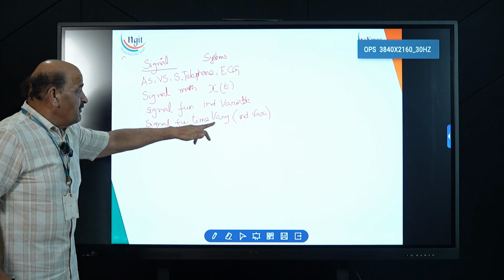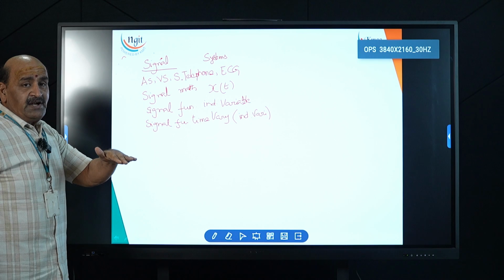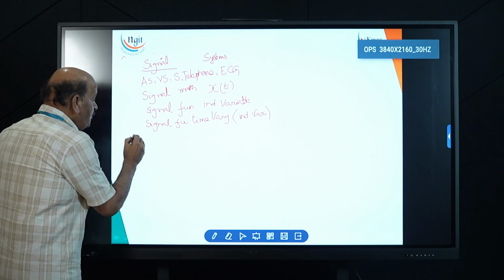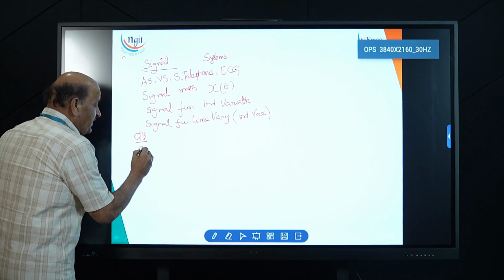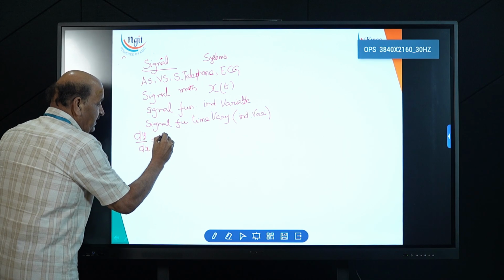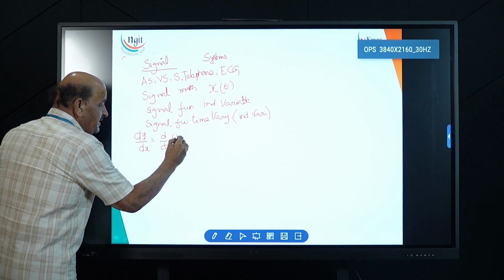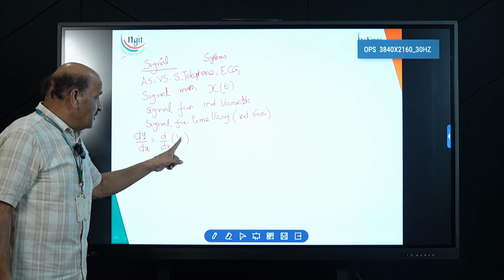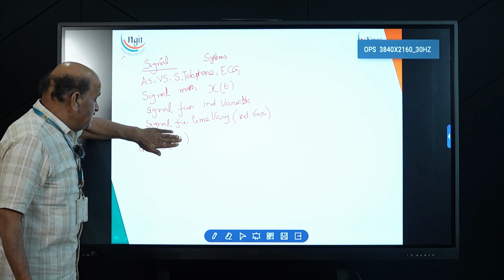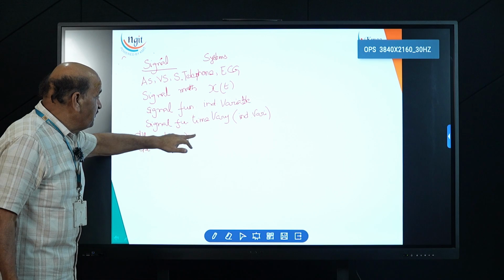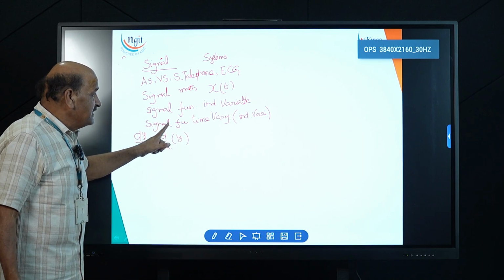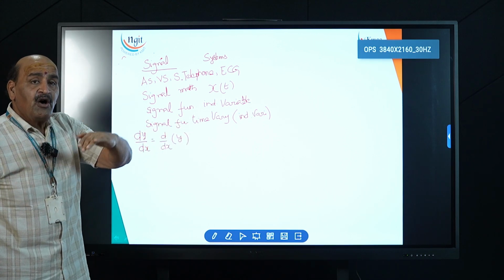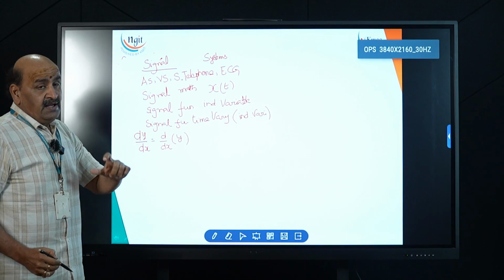Time varying. Varying means what? Variation. In intermediate papers 1B and 2B, how do we write it? For example, dy by dx or d square y by dx square. This is the simple meaning of dy by dx: in this way, x is the independent variable, y is the dependent variable. Now apply the same concept to the signal definition. A signal is a mathematical or physical demonstration of a time varying phenomenon. Time varying phenomenon. That means what?